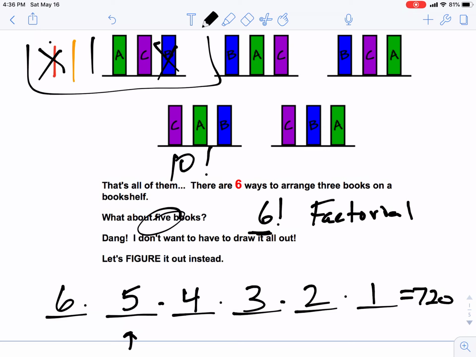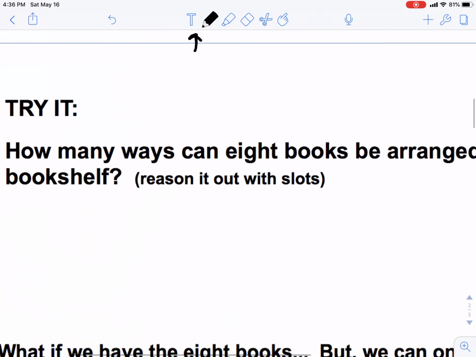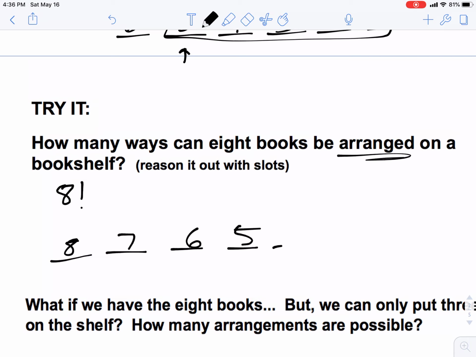I did it with 5 books. I saw that number 6 here. This is if we had 6 books. If it was 5 books, then we would just do 5 times 4 times 3 times 2 times 1. How many ways can 8 books be arranged on a bookshelf? Well, that's going to be 8 factorial because order matters, right? We're arranging different ways. 8 times 7 times 6 times 5, 4, 3, 2, 1. Multiply all that out, and you get 40,320.